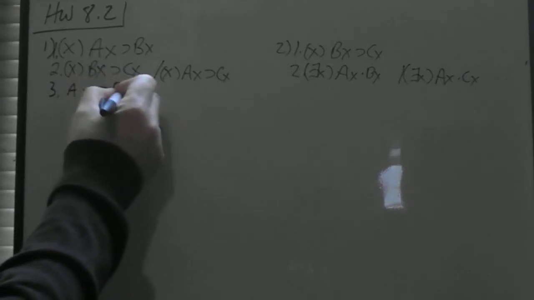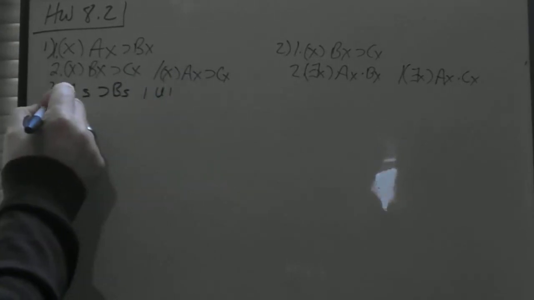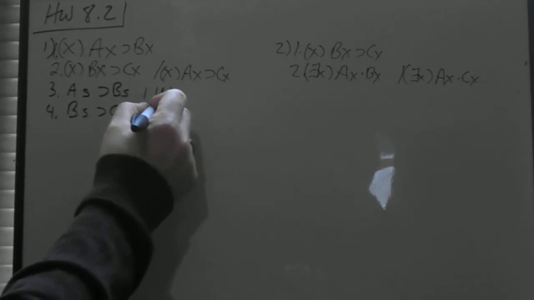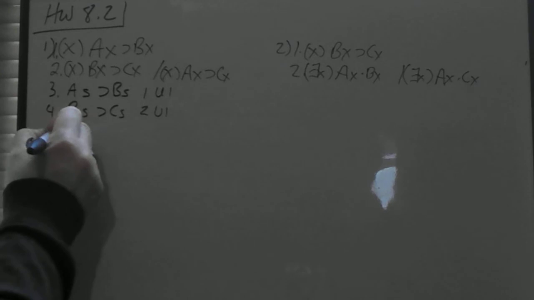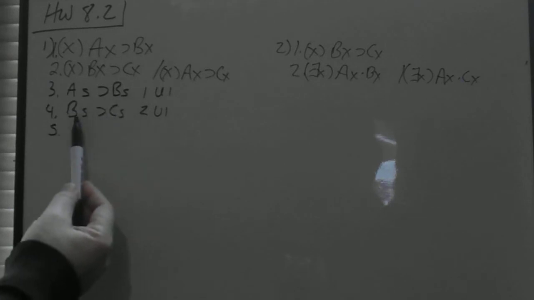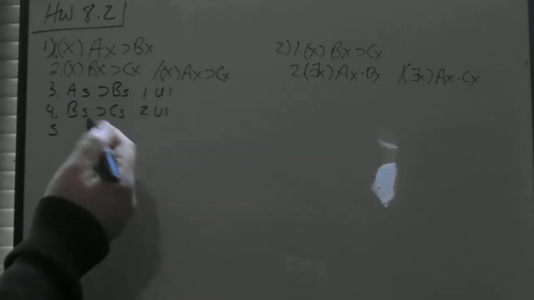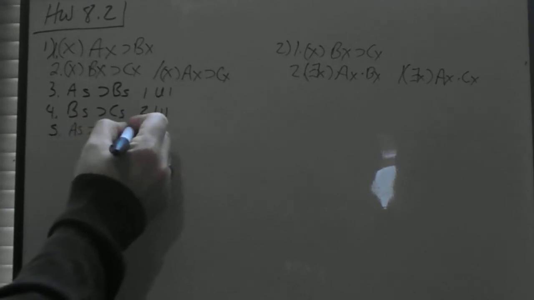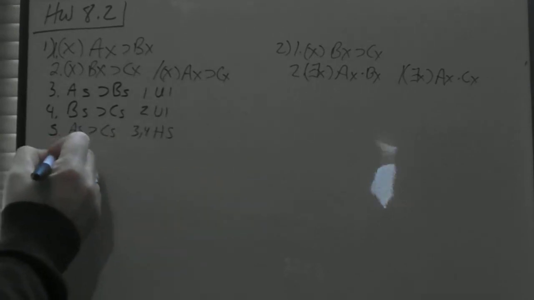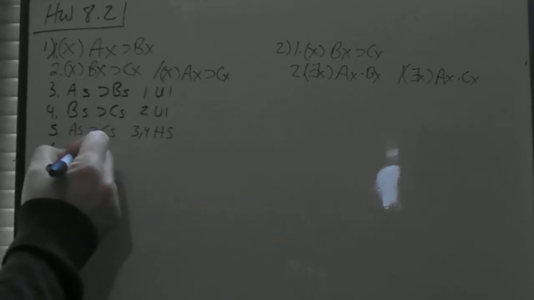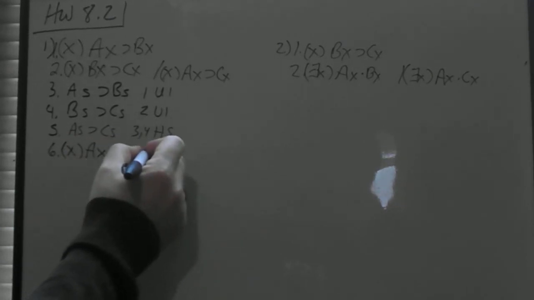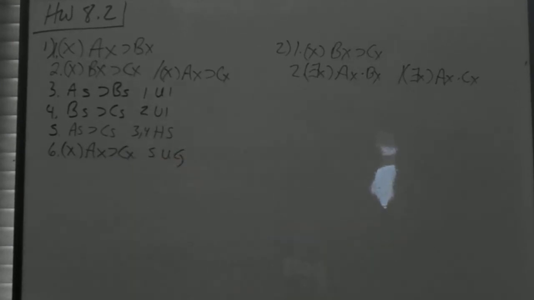So if AS, then BS from 1 universal instantiation. And then line 2 becomes if BS, then CS from 2 universal instantiation. And then 5, we've got a hypothetical syllogism here. If AS then BS, if BS then CS, therefore if AS then CS. All right, 3, 4 hypothetical syllogism. And that's basically what we're looking for. All we have to do is change it back by doing a universal generalization.